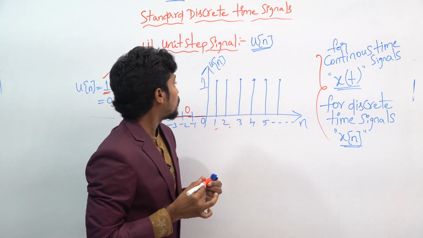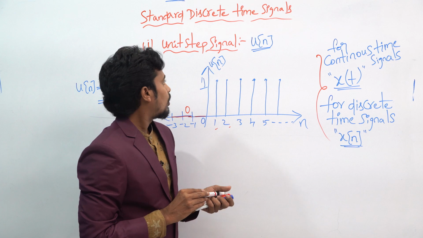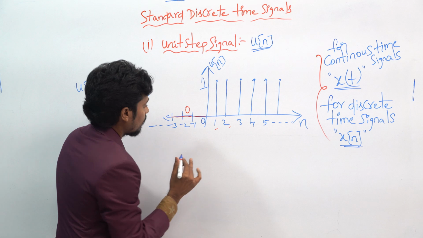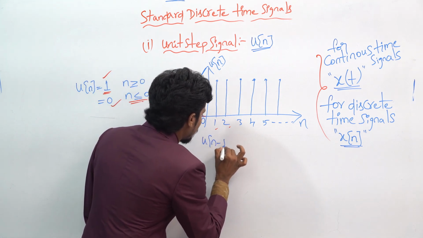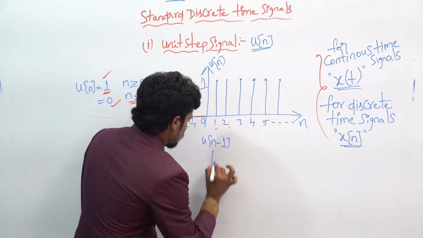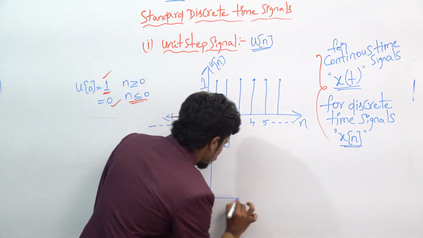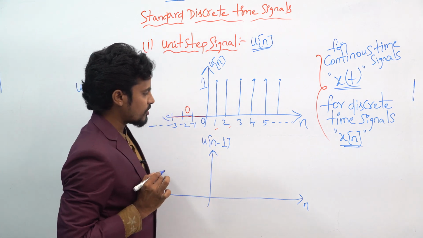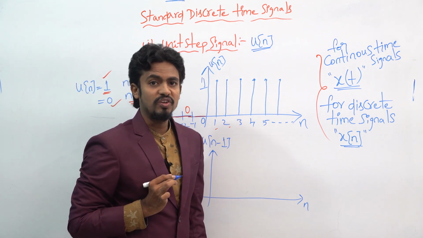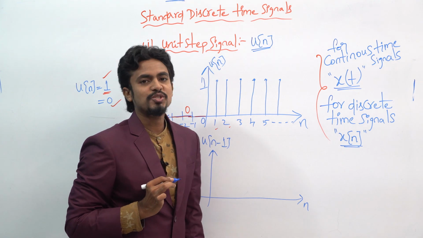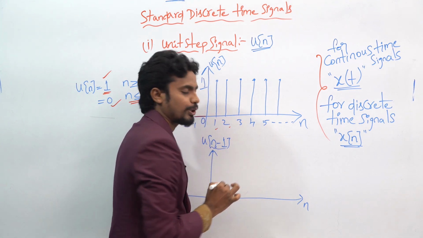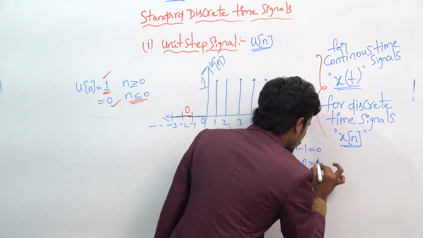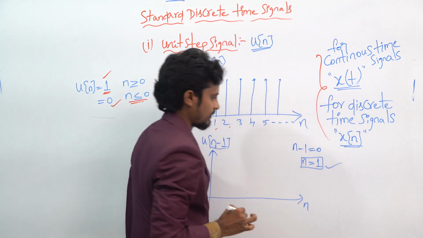Similarly, if you want to take u of n minus 1, what will happen to the plot? Let's see. This will be the u of n minus 1, and this will be the n. Here what you have to do, first step, take the bracket value equal to 0. That means n minus 1 equals 0. N is equal to how much? N is equal to 1.